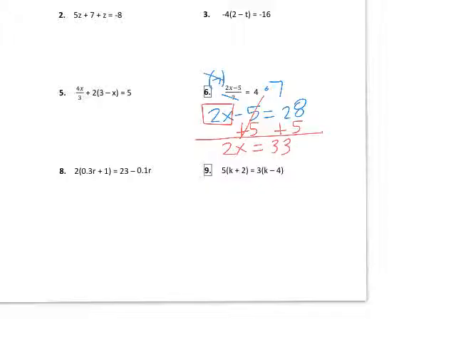Well, 2 is an even number, 33 is not an even number, so I know for sure that I'm going to end up with a decimal in this particular problem. So the 2 over the 2 is going to cancel. 33 divided by 2 happens to be 16.5 or 16 and a half, and that is my final answer.